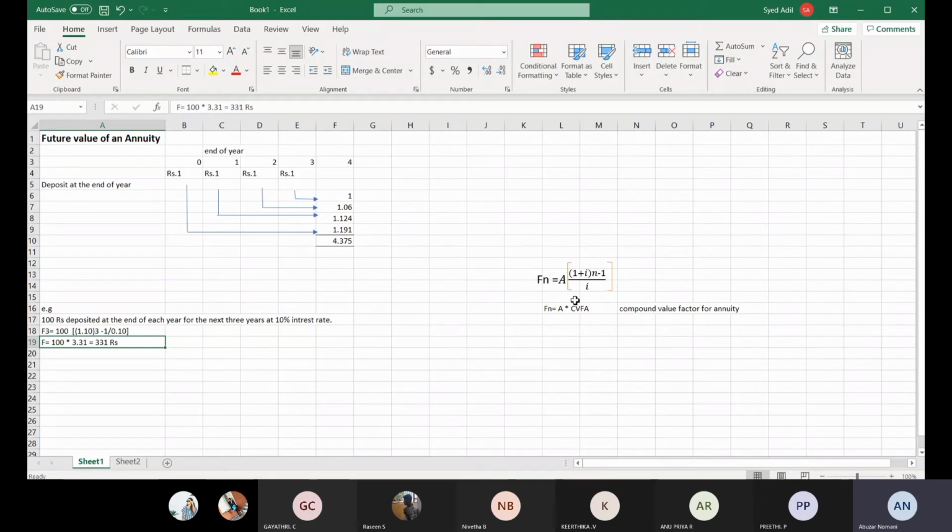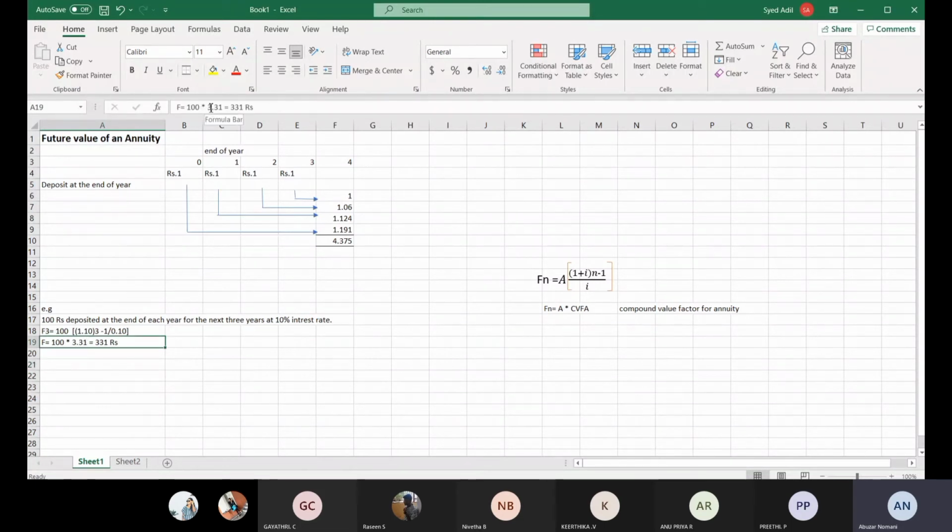Okay, so the table given in this case is the compound value factor of annuity. There are horizontal rows and vertical columns. On the vertical side the periods are given, and on the horizontal side interest rates are given. So here if we see the compound value factor for this example, what will it be? 10% interest rate for 3 years, 3.31. Okay, so this will be the compound value interest factor.